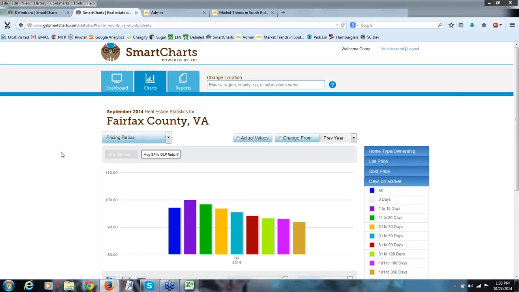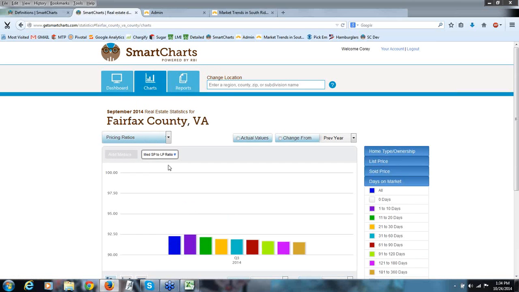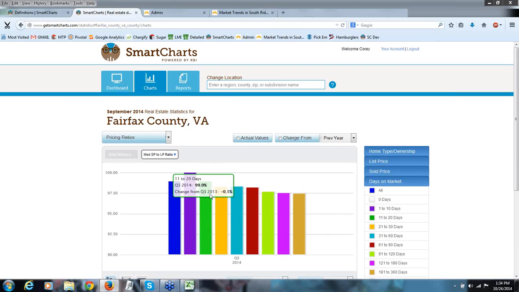Let's start here. So that's the average SP to LP ratio. You can also look at SP to LP, the sold price to most recent list price ratio, and that will obviously be higher. So these are after any price changes, et cetera, so there's less of a gap between the two.